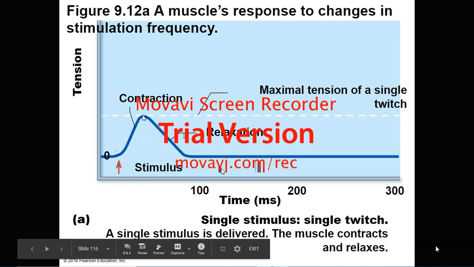But if the muscle is stimulated at an increasingly faster rate, the relaxation time between the twitches becomes shorter and shorter, and the concentration of calcium in the cytosol is going to rise higher and higher, and then the waves are going to start to add together. The waves are going to get bigger until you end up with essentially a completely fused plateau graph.